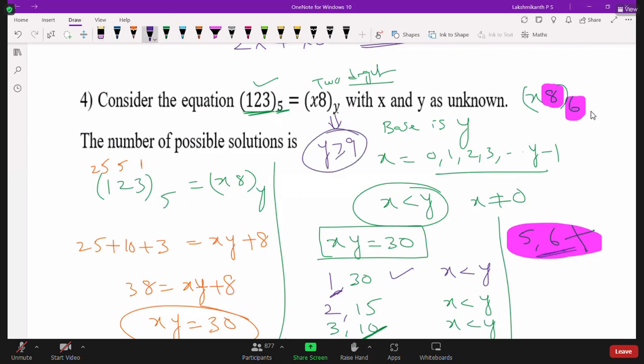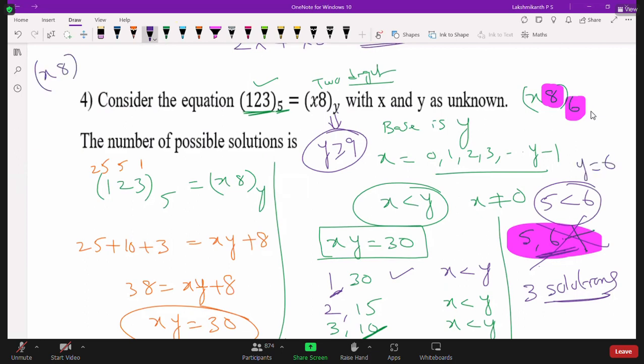So here y is 6, right? So this is not possible. So how many possible solutions are there? Only 3 solutions. Because 5 less than 6 only, but when you take y equal to 6 here, x8 base 6 is invalid. Why? Because a digit 8 is not possible in a base 6 system. Okay, so hope it is clear. So now we will solve another PRMO question.